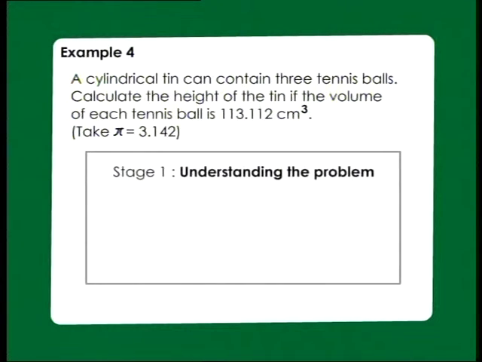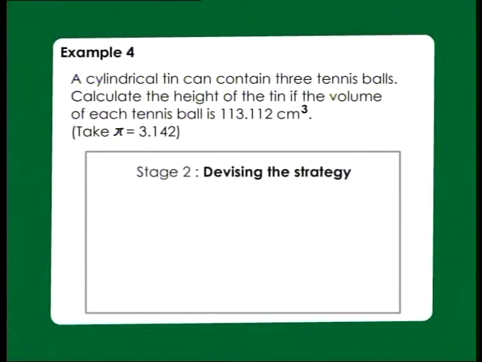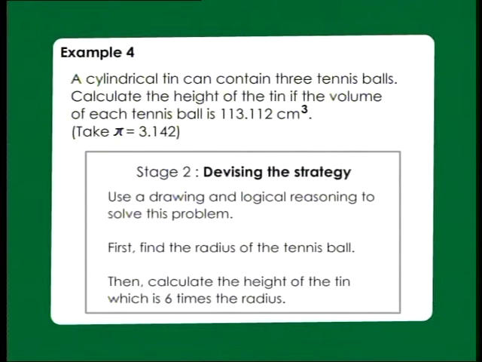Stage 1. Understanding the problem. Given, volume of each tennis ball is 113.112 cubic centimeters. Find height of the tin. Stage 2. Devising a strategy. Use a drawing and logical reasoning to solve this problem. First, find the radius of the tennis ball. Then, calculate the height of the tin, which is 6 times the radius.